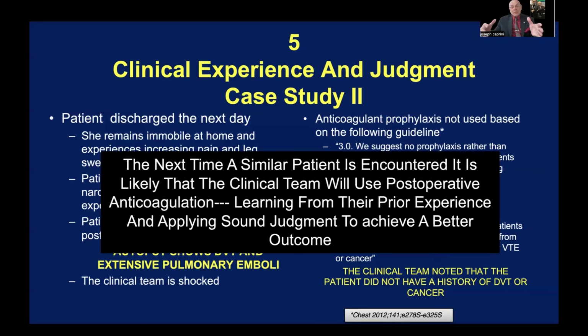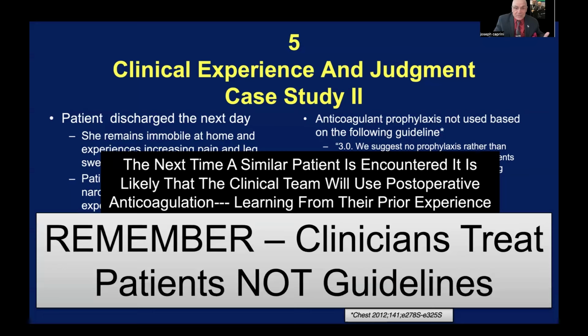So the whole point of this study is, assuming that you interpreted this patient and what you did to this patient the way these clinicians did, I'm not throwing them under the bus. This is a common scenario. But if you do that, then the next time you encounter a patient like this, aren't you going to maybe give them anticoagulant prophylaxis in order to maybe get a better outcome? Clinical experience and judgment. Clinical experience comes with a lot of scars, and this is a typical example.